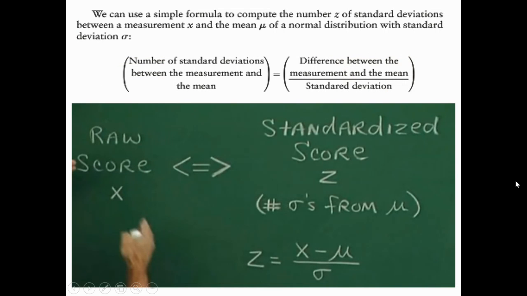So to standardize scores, we take a raw score and we standardize it by finding how many standard deviations that score is away from the mean.